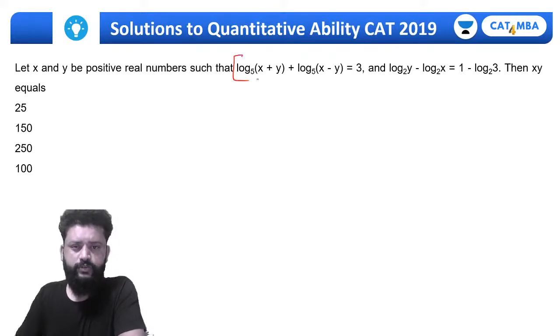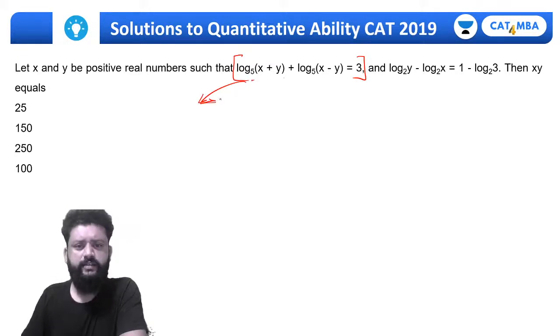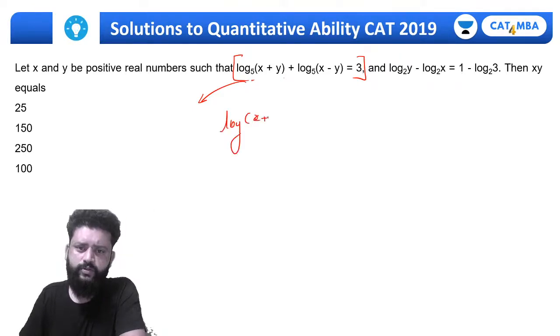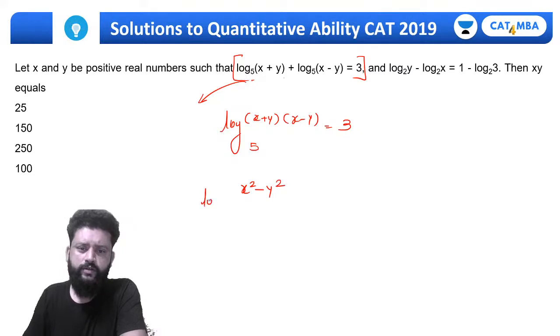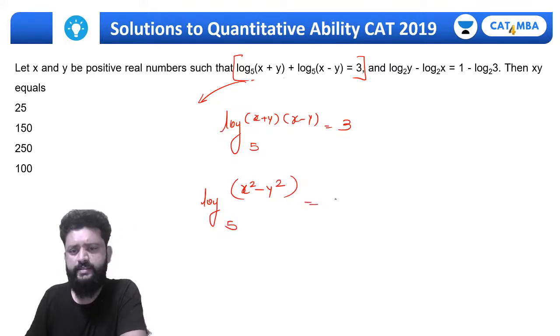So just by using this first equation, what I can write, log a plus log b, we can multiply: log of a into b. So I'll just combine this. Log of (x plus y) into (x minus y) to the base 5 must be 3. What is x plus y into x minus y? That is x square minus y square. So log of x square minus y square to the base 5 is 3.